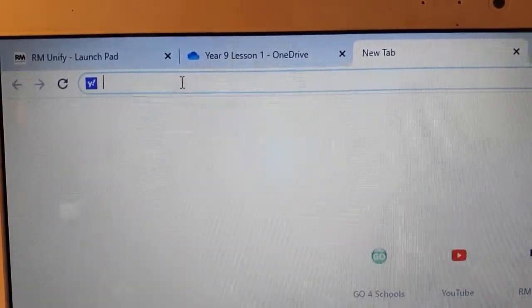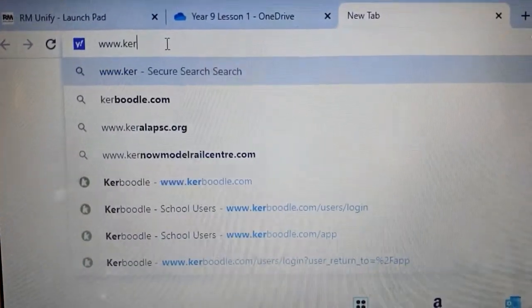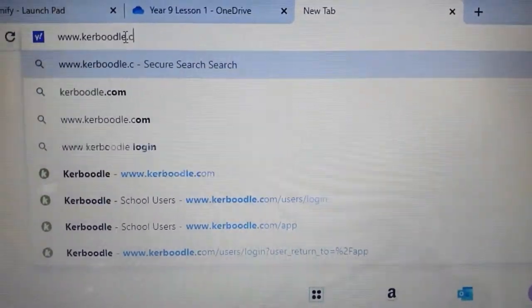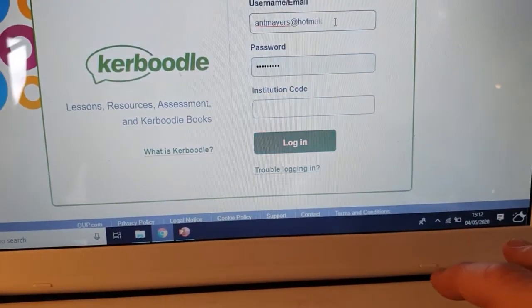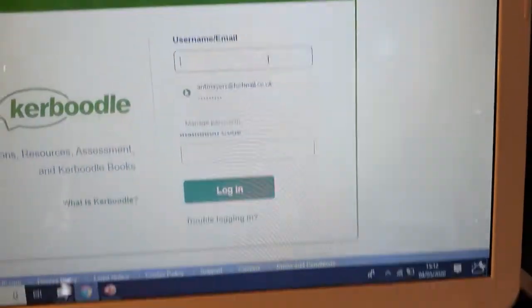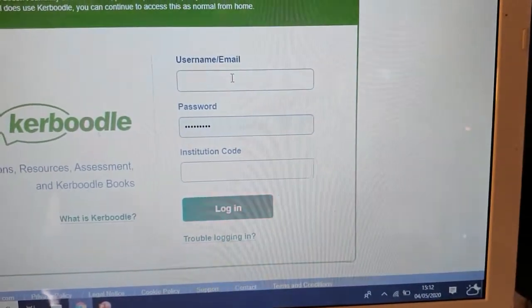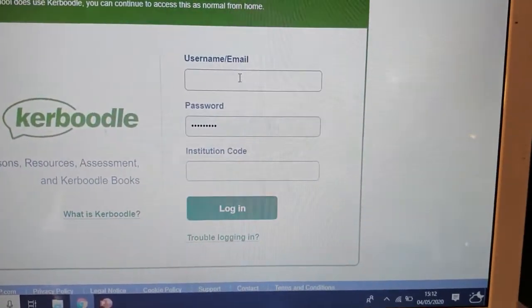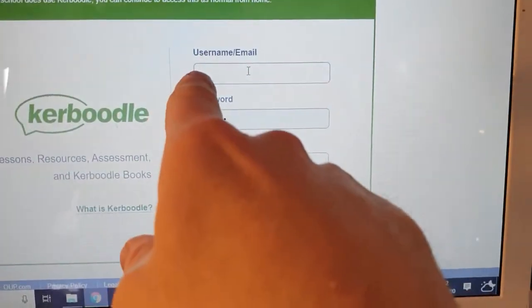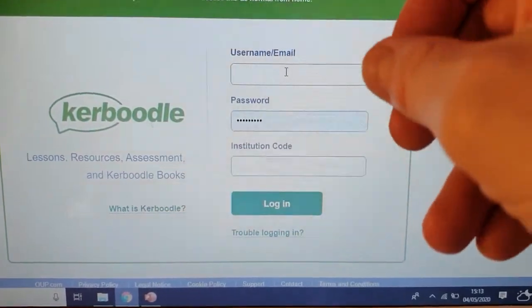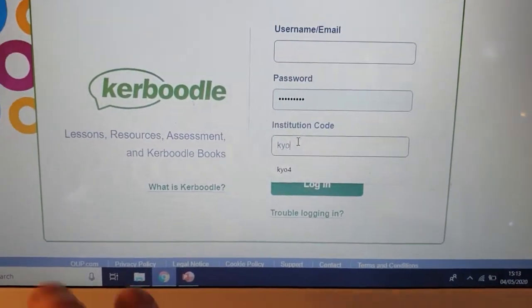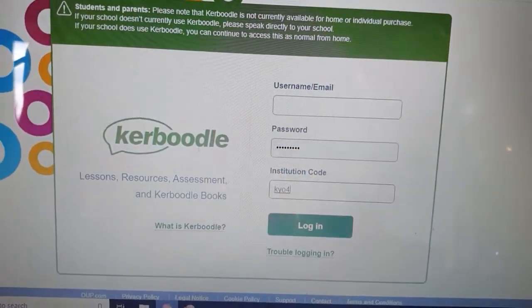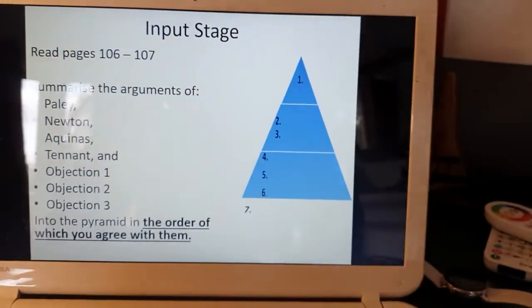So you go to the top address bar and type in www.caboodle.com, and you will get to this bit. Whoops, that's my actual email address, but you don't need that one. So basically, your username is the first bit of your email before you get to the at Sir John Lehman stuff. Usually it's your first name dot your surname and then a number, and then your password is the same. Type in the same thing, and then when you get to the institution code, type in KYO4, and that should get you in. If not, your password might have gone wrong because you've gone in it before or something. Just email me and I can reset it for you.